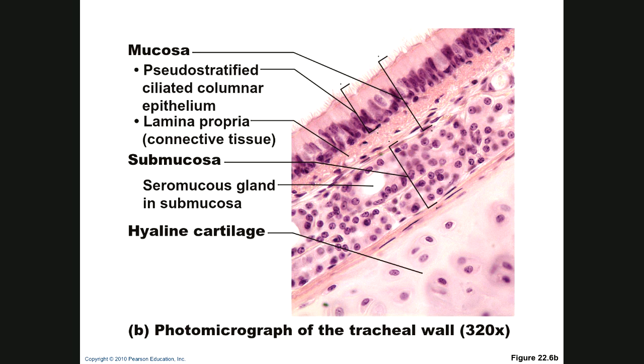And so here's a microscopic view of the tissue of the trachea. There's the hyaline cartilage right here. And this is just some connective tissue with glands. And up here is the pseudostratified ciliated columnar epithelium.